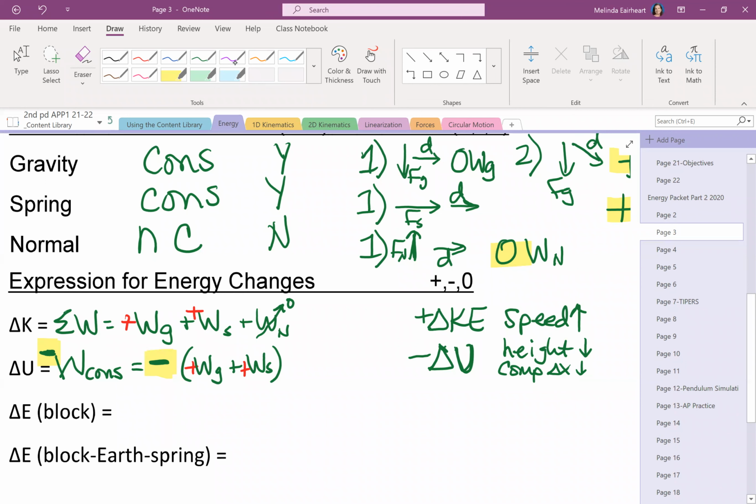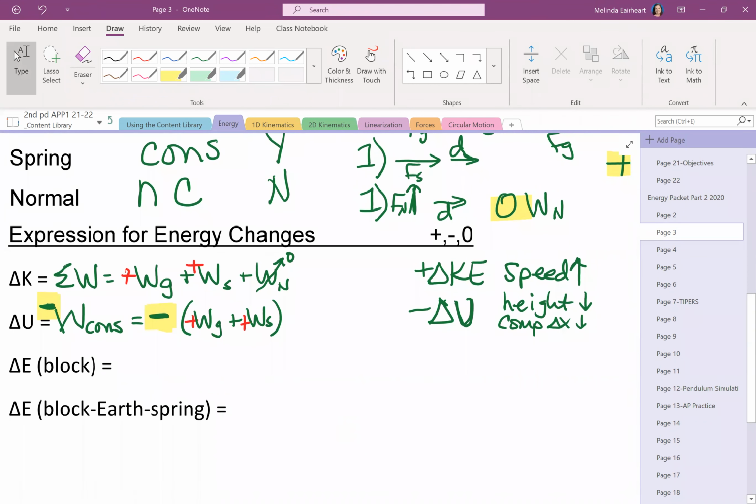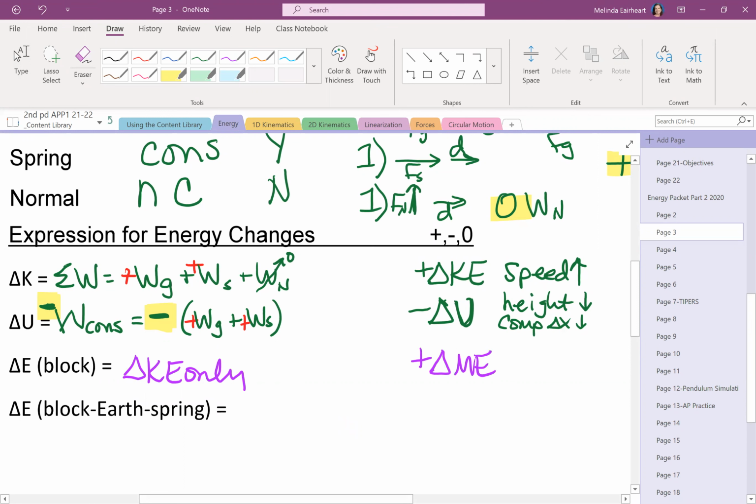Now let's get nitty gritty. And by the way, I'm going to add one to it. What if it's the block only? Well, then we can only consider kinetic energy. Whatever that was is going to be our change in mechanical energy. And I'm going to add in here the earth and spring. If they're not part of the system, they're internal no longer; now they're considered external. So even though they have conservative forces, they're external to the system in that consideration.